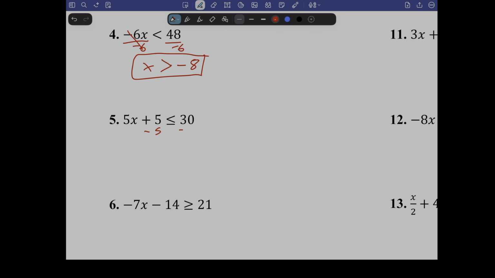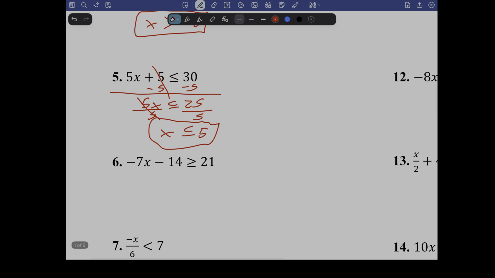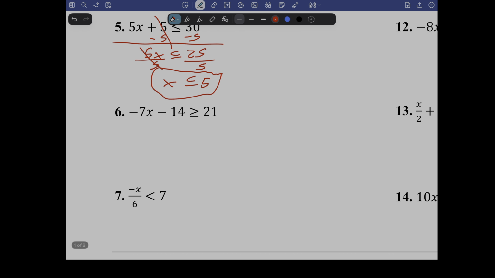On this one, I'm going to subtract 5. Do you flip? Nope. Adding, subtracting doesn't change a thing. It's all good. Now I'm going to divide. Do I flip? Nope, because you're dividing by a positive number. So just leave it alone. I did no multiplying or dividing by a negative number. No flipping.